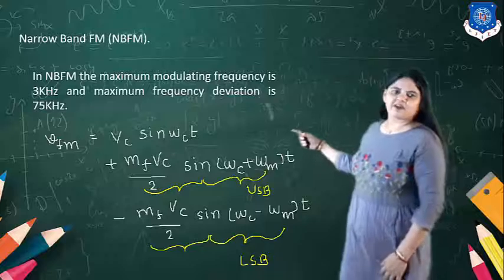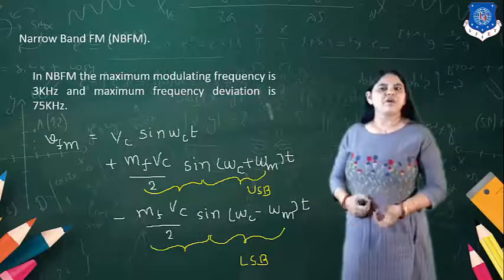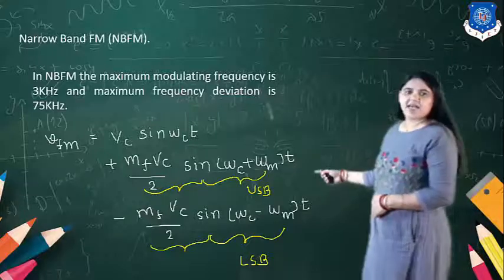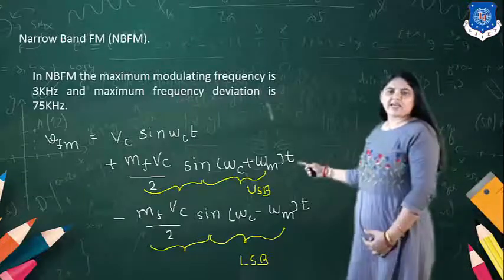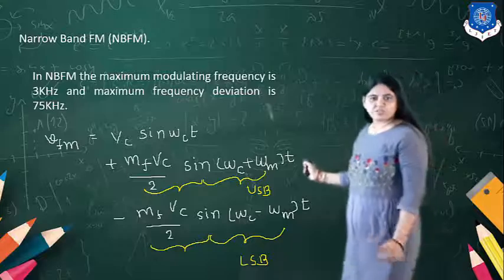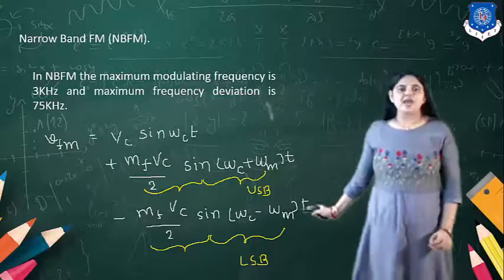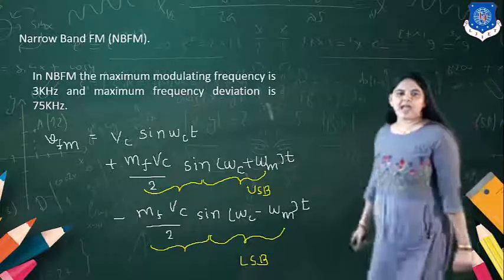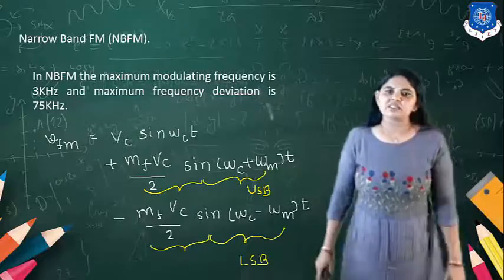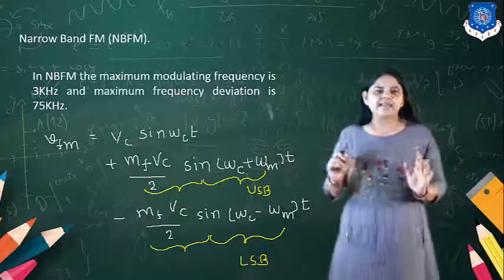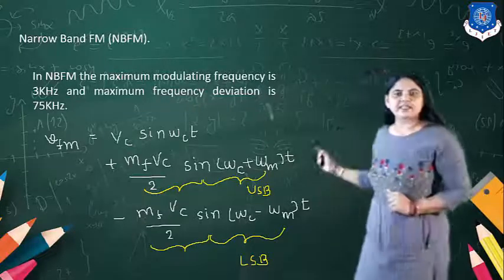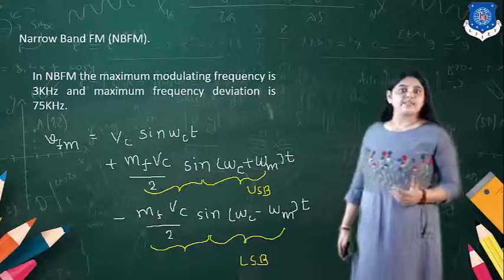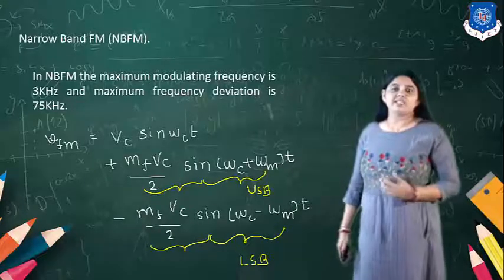Here is the equation for the narrowband FM. It is VFM, the voltage equation for the FM wave: VC sin omega C t plus MF VC by 2 sin (omega C plus omega M) t, minus MF VC by 2 sin (omega C minus omega M) t. So this consists of the carrier, USB and LSB. Here you can see that the sign for the LSB is minus, so it is phase shifted by 180 degrees.